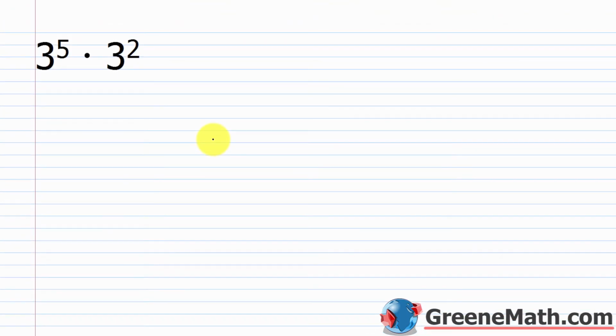All right, let's take a look at another one. We have 3 to the 5th power times 3 squared. So again, I'm looking to see that I have the same base. So this is the same as this. So there's my base, and there's my base. Here's my exponent. And here's my other exponent.